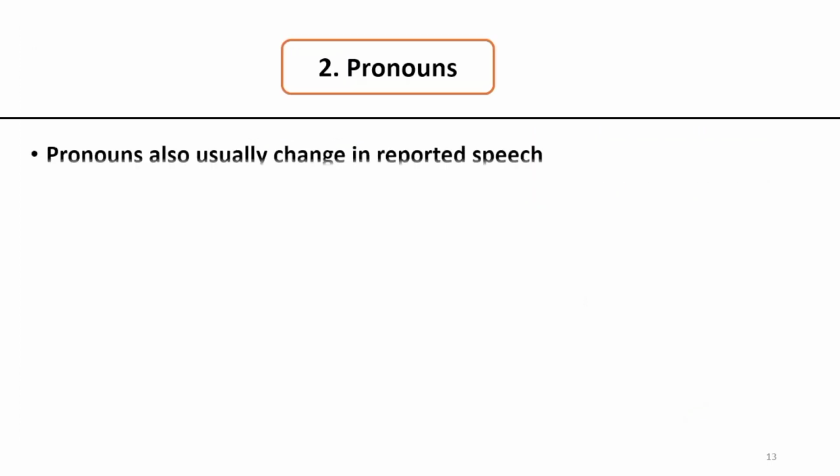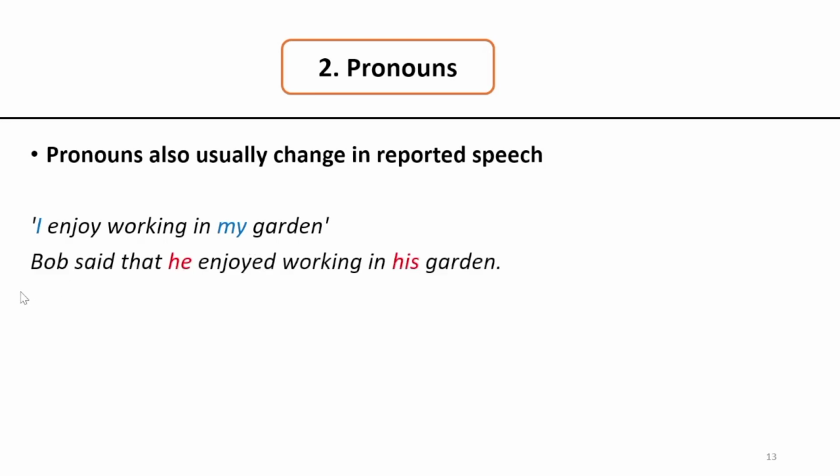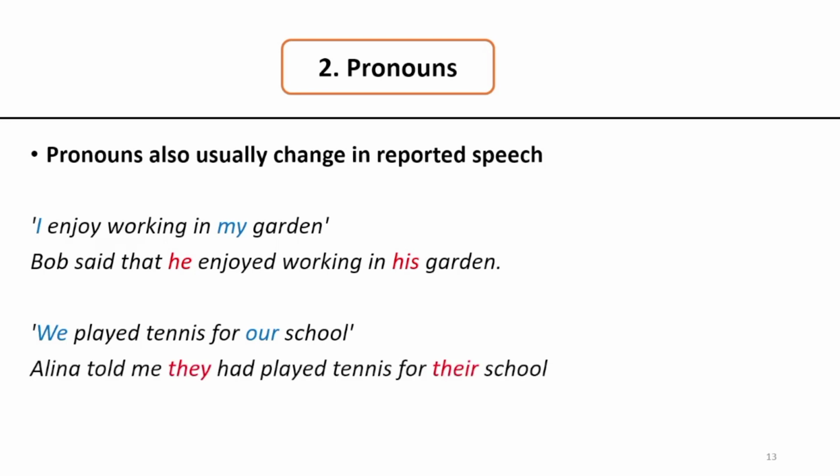Changes in pronouns. We also need to change the pronouns. I enjoy working in my garden. So we have the pronouns I and my here, I as the subject and my as possession. So we change it: Bob said that he enjoyed working in his garden. So from I into he and from my into his. The second example: We played tennis for our school. Alina told me that they had played tennis for their school. We into they and our into their.